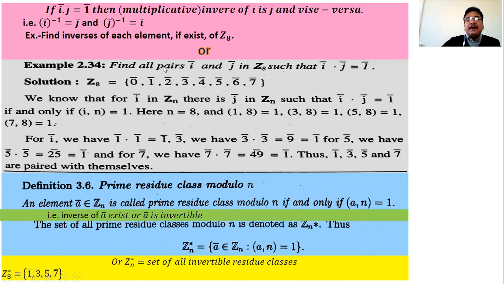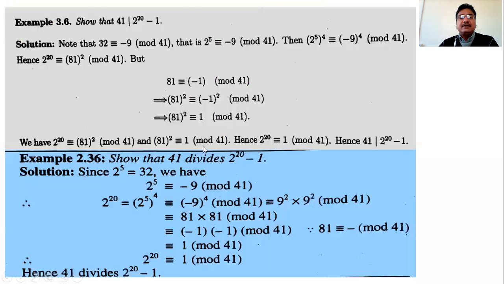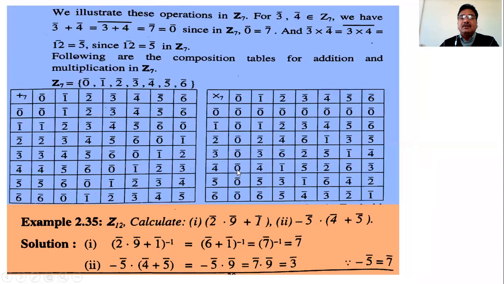Here is the example: find all pairs I bar and J bar in Z7 such that I bar into J bar is 1 bar. If you observe the table in Z7, the pairs are 1 bar and 1 bar. The inverse of 1 bar is itself, 1 bar. Then the inverse of 2 bar is what? 4 bar, because 2 bar into 4 bar is 1 bar. And the inverse of 2 bar is 4 bar, therefore the inverse of 4 bar is also 2 bar.